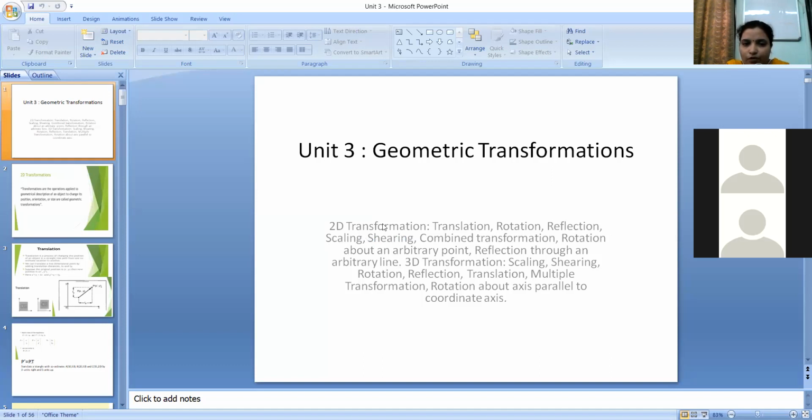This is the part of two-dimensional transformations, and the same thing we are going to carry out with 3D also. In three-dimensional transformations, we will take the example of a cube for simplicity, and we can perform different operations on it: scaling, shearing, rotation, reflection, translation. Similarly, multiple transformation is the combined transformation part, where we can have multiple operations on the same 3D object. And we will have the rotation about an axis parallel to the coordinate axis. So these are the syllabus points for chapter number 3.